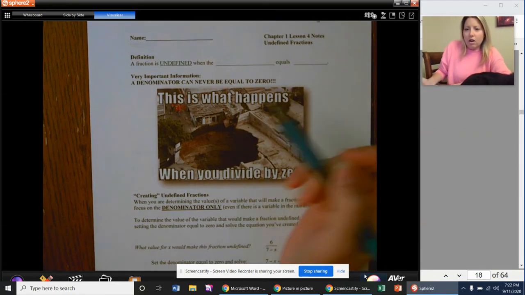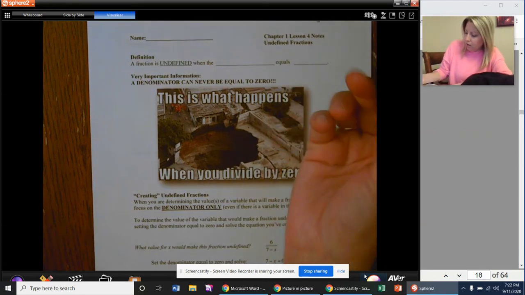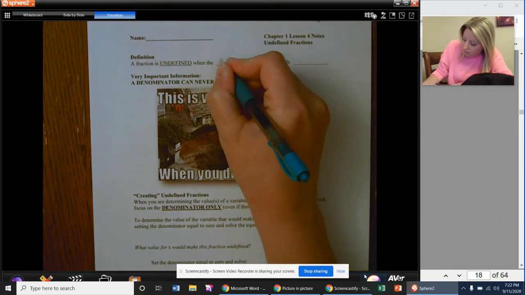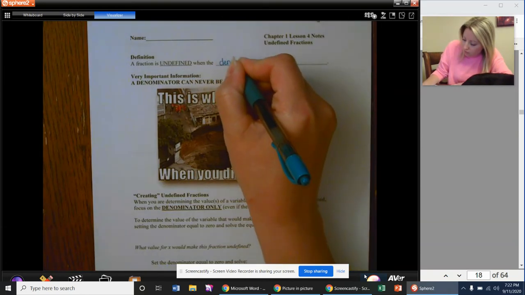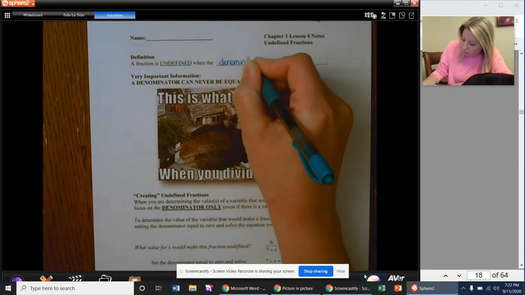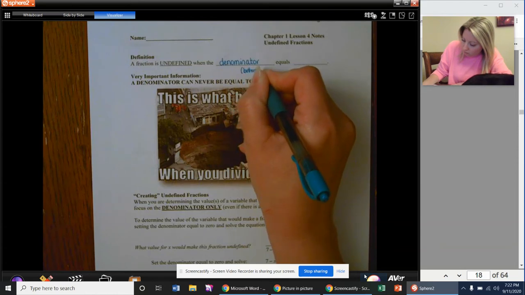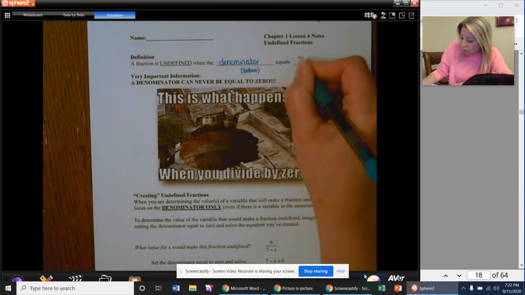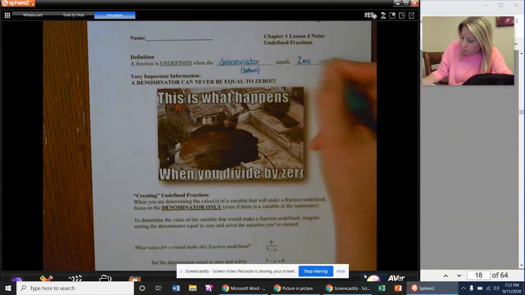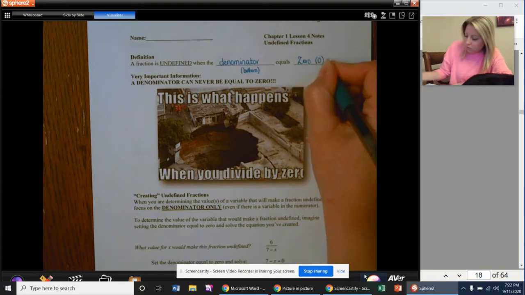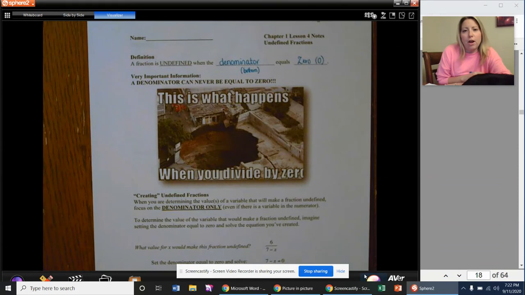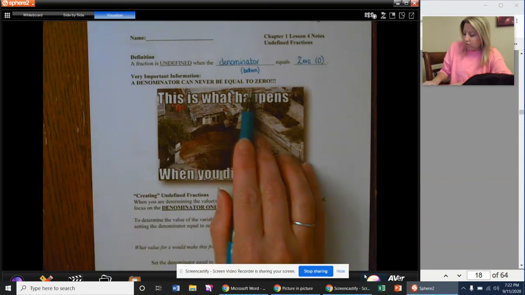A fraction is undefined when the denominator, the bottom of the fraction, equals 0. So the bottom of your fraction cannot be a 0. Okay, you can't divide by 0. That's basically what we're saying. Very important information, right?